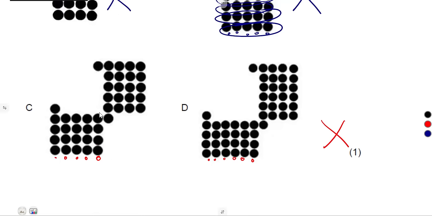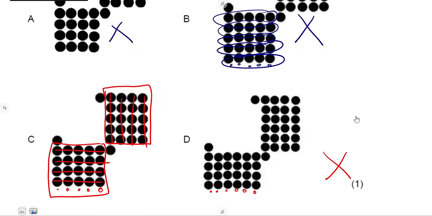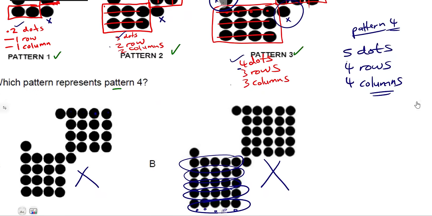So here, as we consider here, how many rows do we have? 1, 2, 3, 4. There are 4 rows with 5 dots. How many columns do we have? The same 4 columns. 1, 2, 3, 4. Exactly 4 columns. We have exactly what we need here.